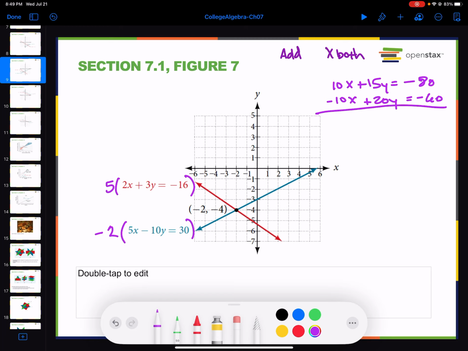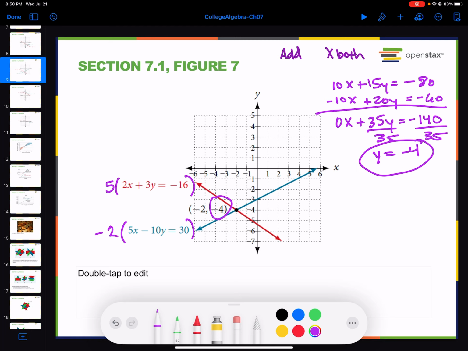And now we can add those. So you can see we got rid of our x variable. We're going to end up with 35y and negative 140. And then that divided by 35 is going to be 4. So y equals negative 4, which we have here. And now we can substitute y equals negative 4 into one of these equations.